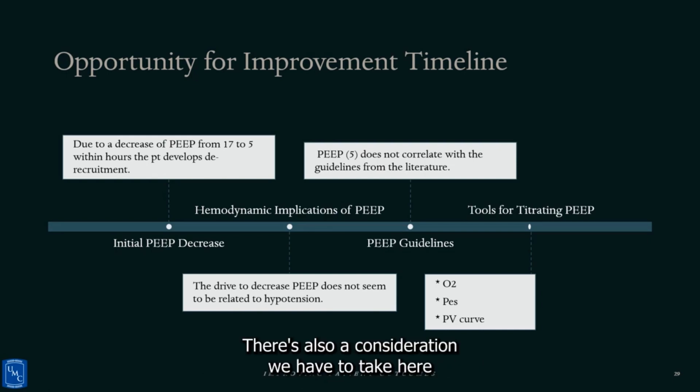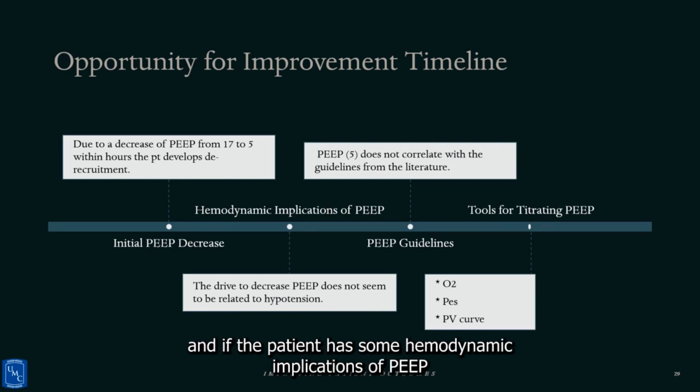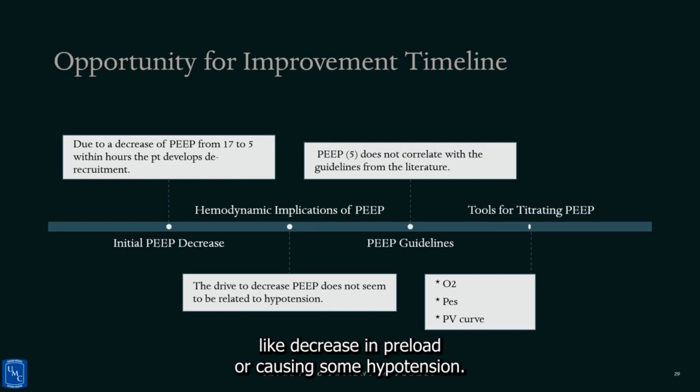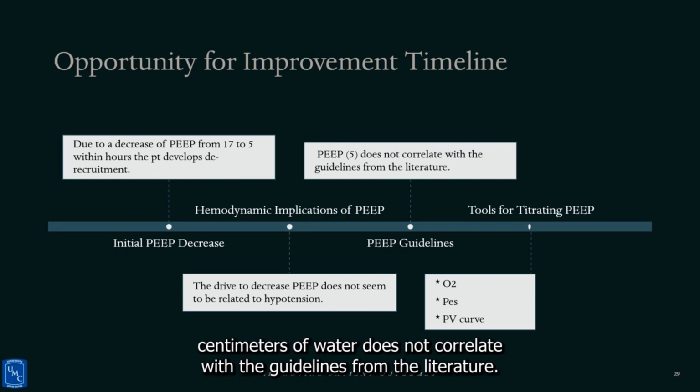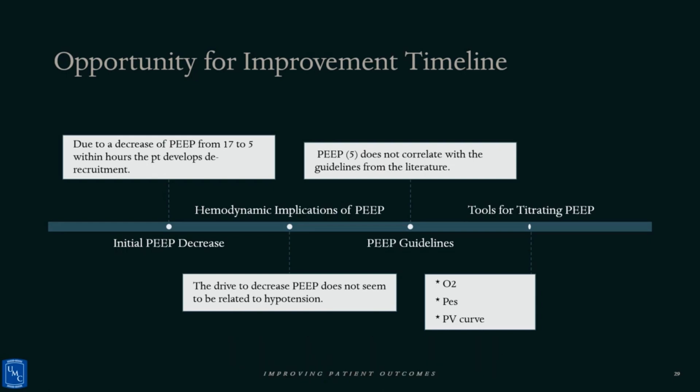There's also a consideration we have to take here, and is if the patient has some hemodynamic implications of PEEP, like decrease in preload or causing some hypotension if the patient was hypovolemic. However, the decrease in PEEP was not related to hypotension as we saw in this patient. Also, again, the PEEP chosen of 5 centimeters of water does not correlate with the guidelines from the literature. At some point, the patient had a higher PEEP, higher FiO2 with a very low PEEP of 5.